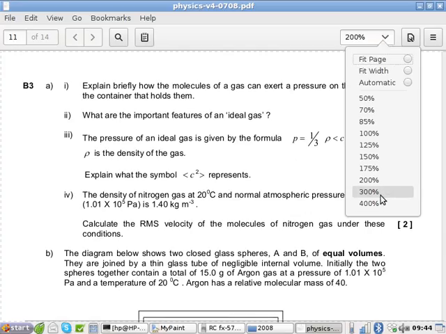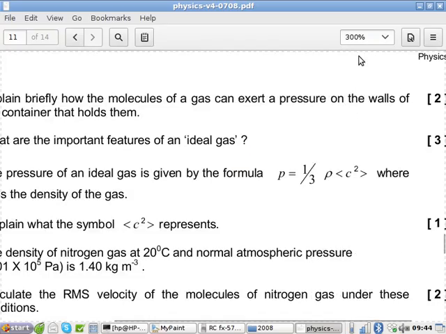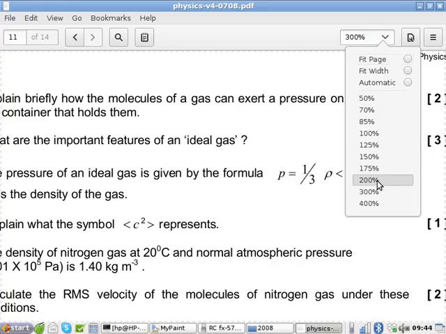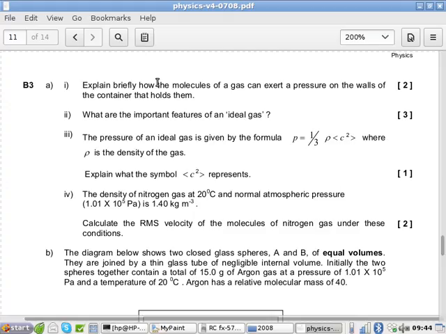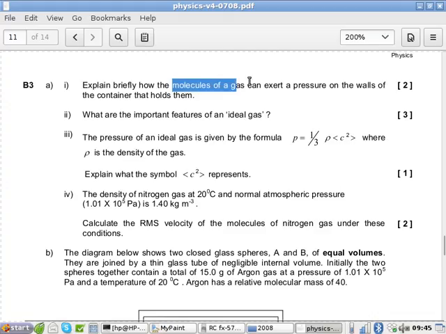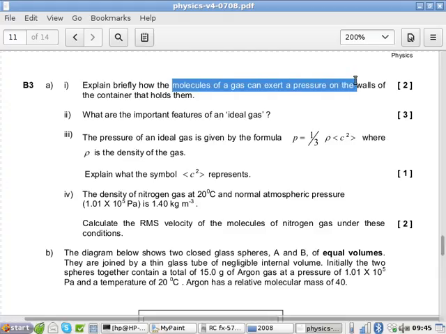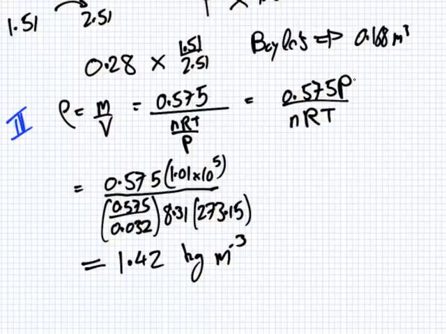Explain briefly the concept. Now this is exactly what I was talking about. Remember that proof we did of PV equals 2/3 E? This one says, explain briefly how the molecules of gas can exert a pressure on the wall. That was part of the proof. So they never ask you for the full proof, but they do test you understand it. See what I mean?